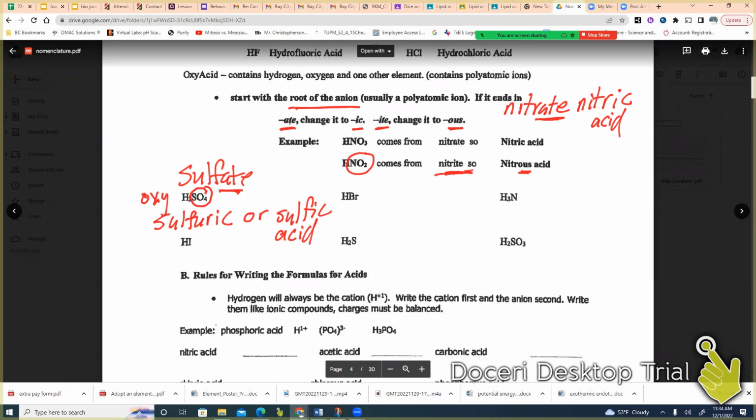Next one, HBr. Is that a binary or an oxy? Binary. So I'm going to start with hydro. My root for bromine would be brom. And if it starts with hydro, it has to end in ic. Hydrobromic acid, exactly.